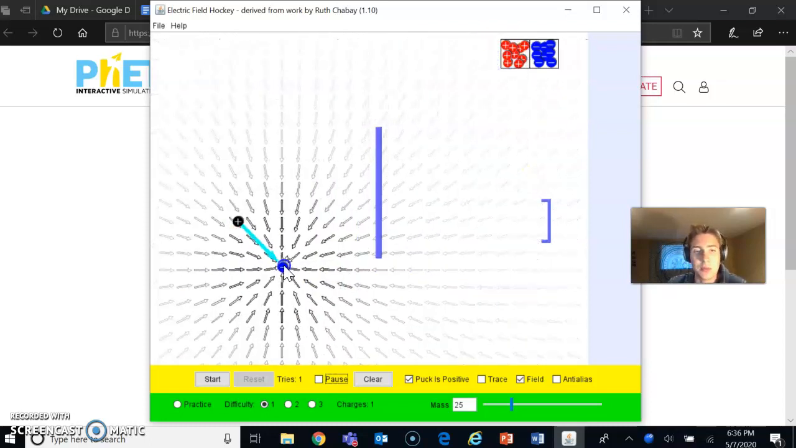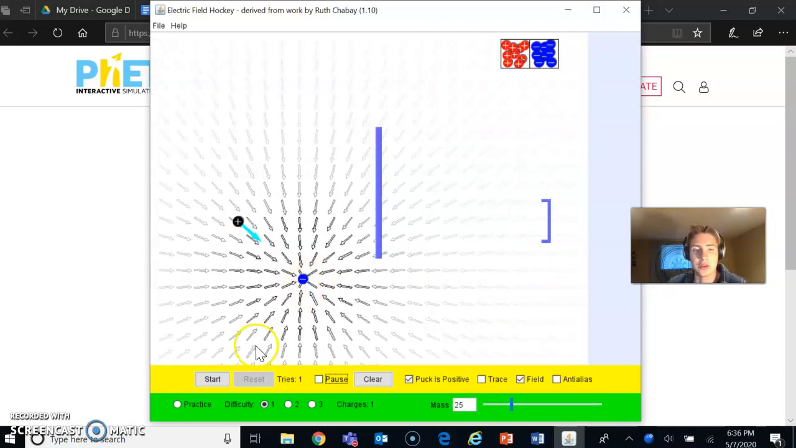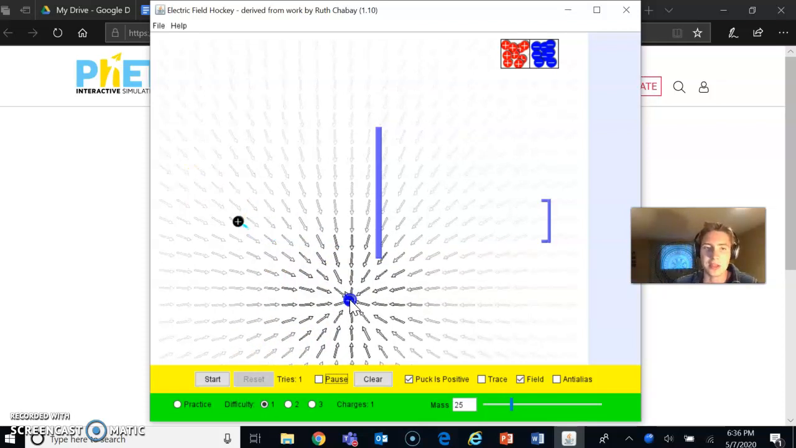And the reason the lines point in for a negative charge is because if we have the negative charge next to the positive charge, we can see that it's actually pulling that charge in, right? We can see it's kind of always pulling that charge toward that object.